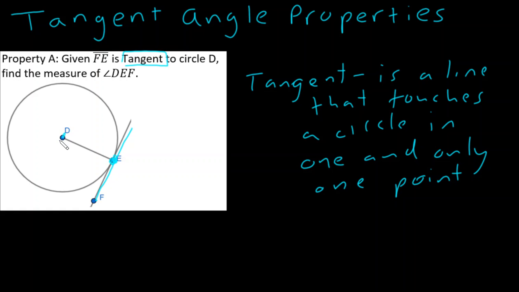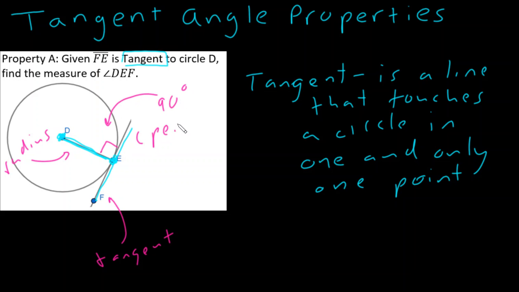And we're also going to be given here that this is the center of the circle, so this is a radius. Okay, so let's label these two parts of a circle. Here is our radius, and here is our tangent. So what's the property? Well, when a radius and a tangent meet, they always form a right angle. They always form 90 degrees. Or you could also say that they are perpendicular.